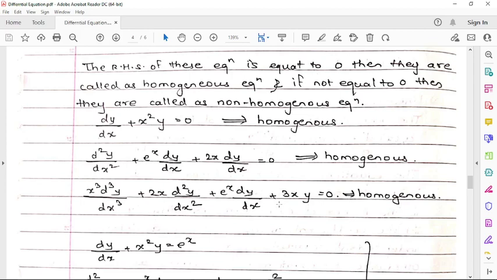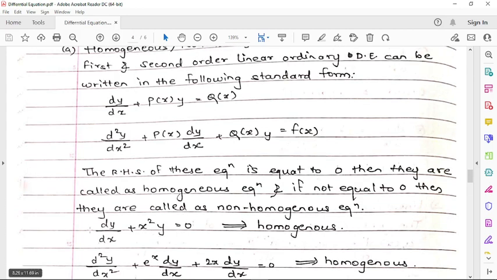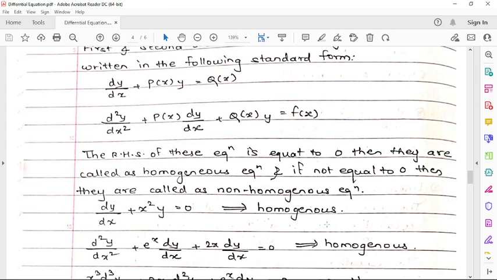Okay, let us take a few examples. d square y by dx square plus x square y is equal to 0. Compare this equation with the standard format. It is arranged in proper format. dy by dx plus p of x instead of p of x, x square. Obviously it is a function of x. y is also present and q of x is 0 here. Therefore this equation is homogeneous.